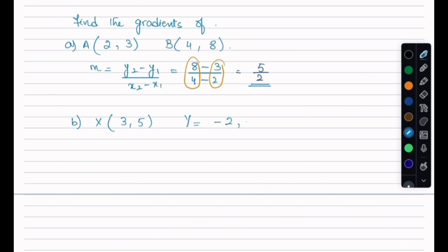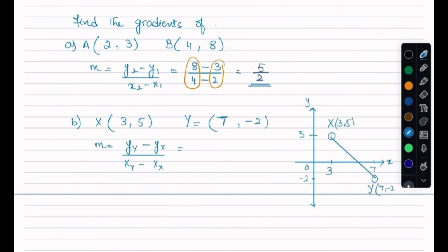Let's do another example. I am given the point X with coordinates (3, 5) and the point Y with coordinates (7, -2). If I sketch the 2 points on the x and y axes, I can see that the line is sloping downwards. Therefore, just by looking at the line, I can see that the gradient has to be a negative value. Also, I know that x is increasing from 3 to 7.